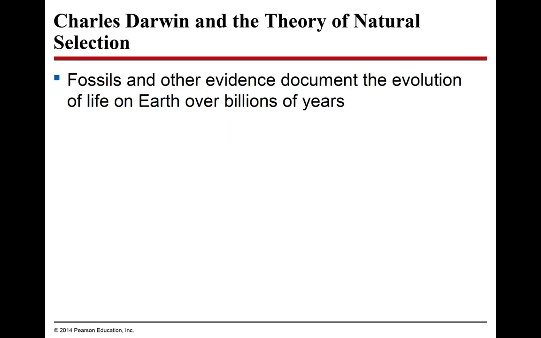Charles Darwin learned him and loved him and the theory of natural selection. So Charles Darwin is considered the father of evolution and specifically evolution through the theory of natural selection. Fossils and other evidence document the evolution of life on Earth over billions of years, because we know that Earth is a lot older than it was originally thought to be. Fossils were some of the first pieces of evidence that we used.